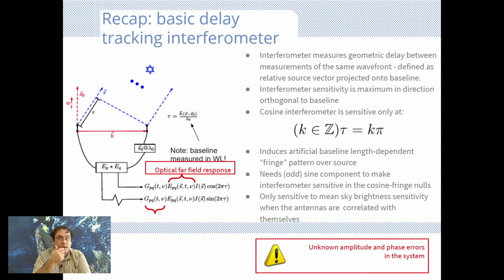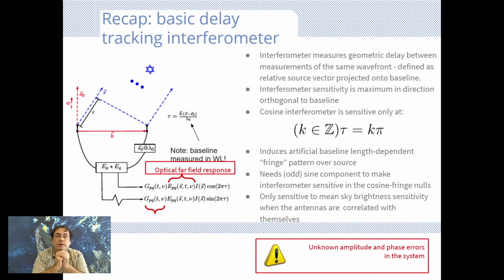So now the interferometer has a measurement of both the intensity and the cosine and the sine of the delay. The interferometer is sensitive to the mean of the sky only when the two antennas are right on top of each other. So if there's no distance between the antennas, like a single dish, that gives us a mean measurement of the sky. All the rest of the spacings are just differences of the mean.